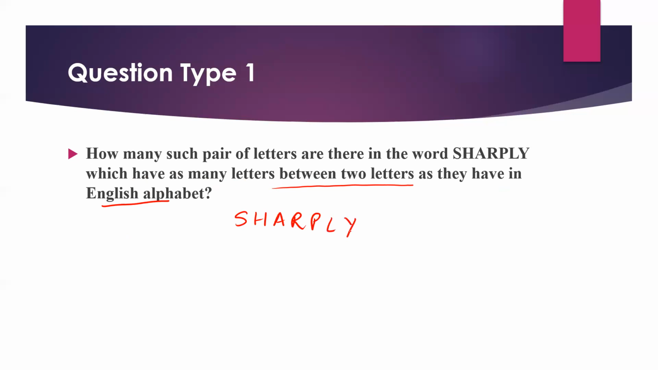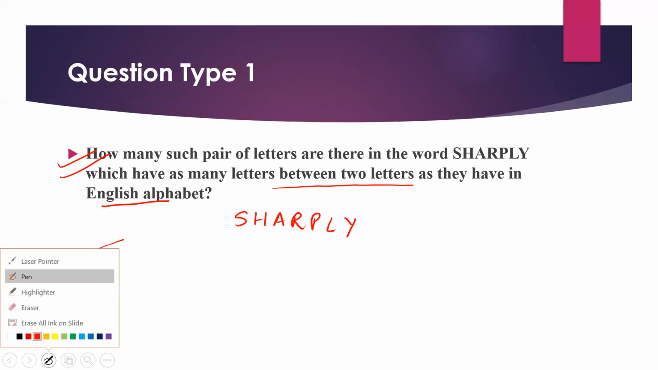This type of question comes in your exams. It can come in your technical exams if you are going to sit for any campus placement, or in logical reasoning, banking, SSC. In all types of exams, this type of question always comes. This is a very important question. So how will we know how many pairs of letters there are which have as many letters between them as they have in the English alphabet from A to Z? How do we have to do this?